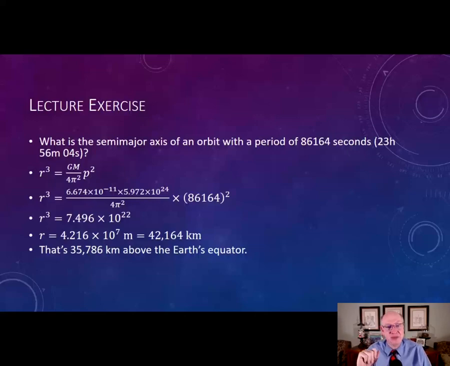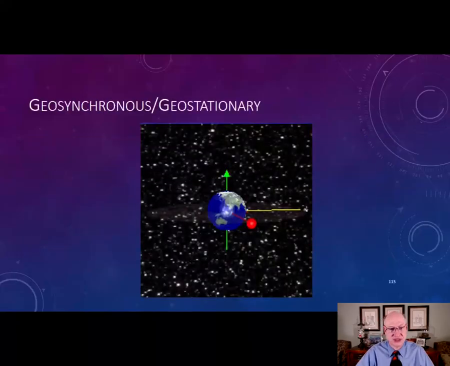The period of it is the same period that the Earth rotates. And you'll often hear the geostationary belt referred to as being 35,786 kilometers above the Earth's equator. So this is the distance from the center of the Earth. That's the semi-major axis that we need to use in our equations, but we'll often talk about it as if it's above the surface of the Earth, and so it's 35,786 kilometers from the surface of the Earth.